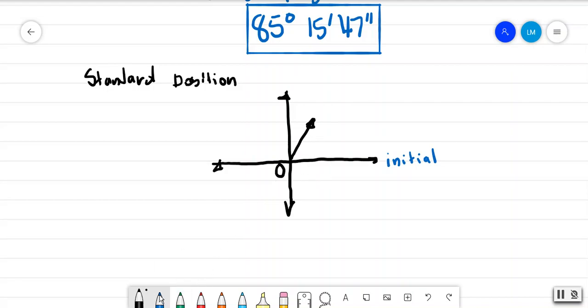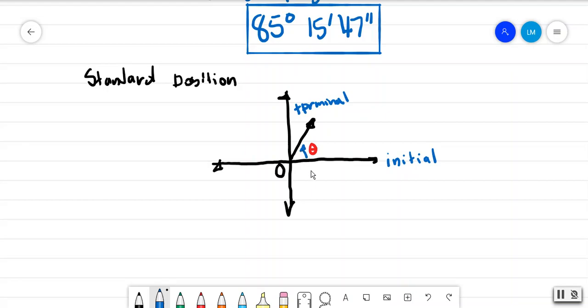Well, in this case, the terminal side would be over here, on this side. Now I can form my angle, so my angle is right there, theta, and we can go ahead and indicate some direction, something like that.